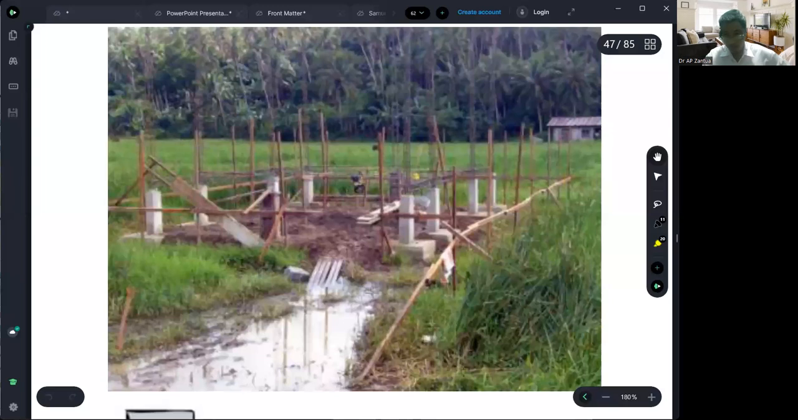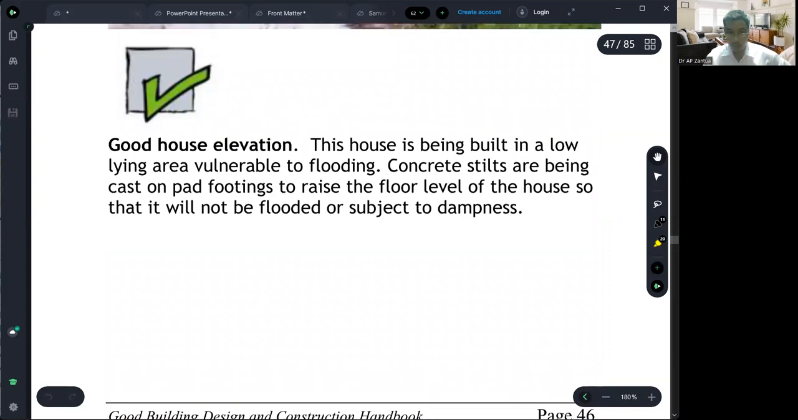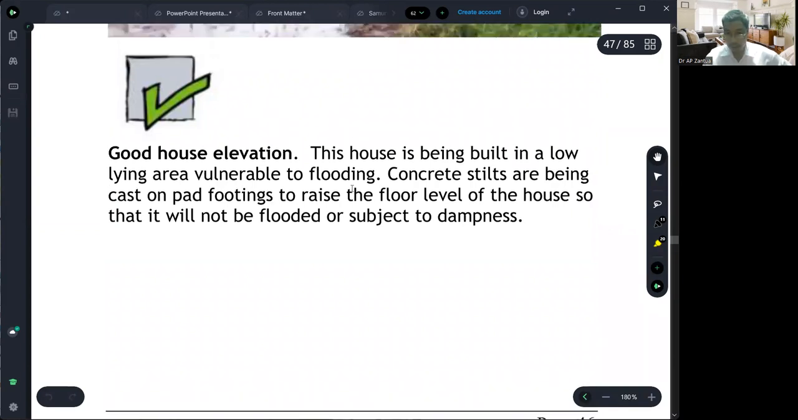So, good house elevation. The house is being built in a low-lying area, vulnerable to flooding, but concrete stilts are being cast on pad footings to raise the floor level of the house so that it will not be flooded. So what do we know about stilts? Where is the stilt? The stilt is this one.